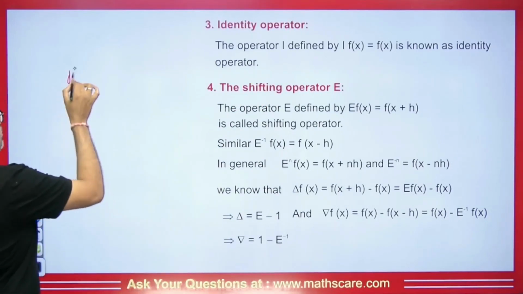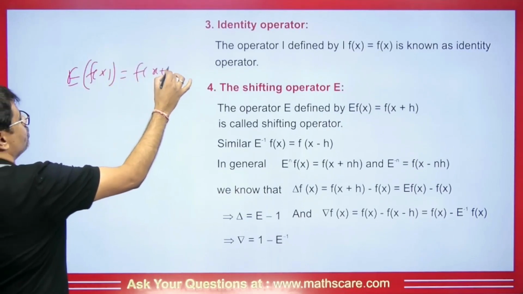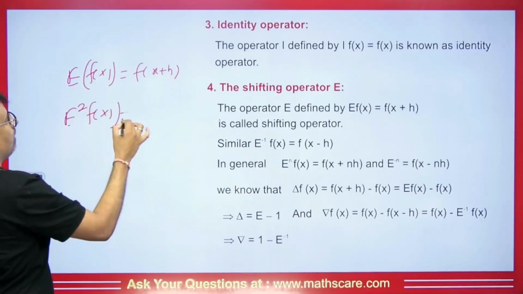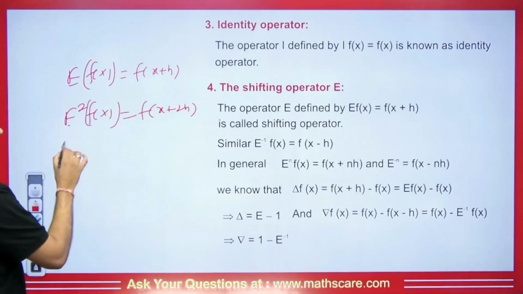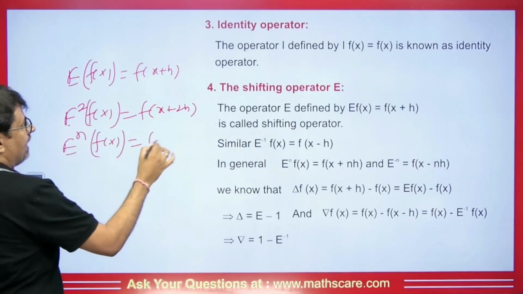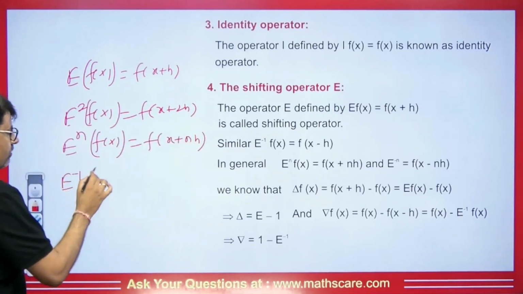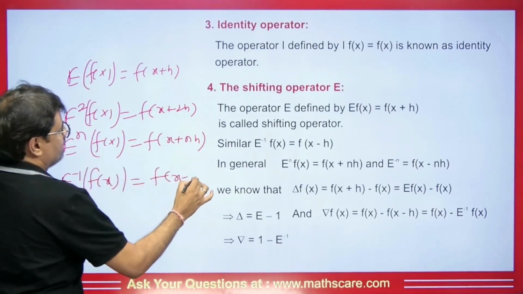Like here a function f(x) is given, and if I apply the shift operator on it, what will happen? It will become f(x plus h). If I tell you that I am applying shift here 2 times, it will shift these 2 terms forward. So this would become f(x plus 2h). You need to pay attention. If I tell you that I am applying E to the power n, then what will this become? See carefully. Here this will be f(x plus nh). If I apply minus 1 here, then it will shift this backwards, right? So what will it become? It will be f(x minus h).